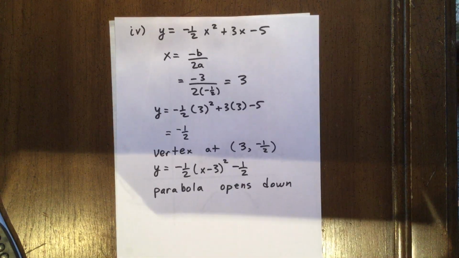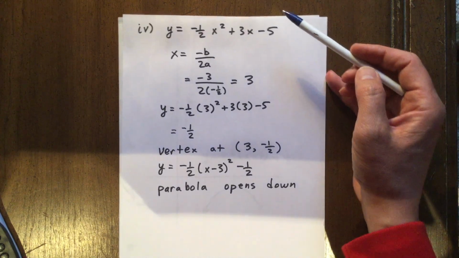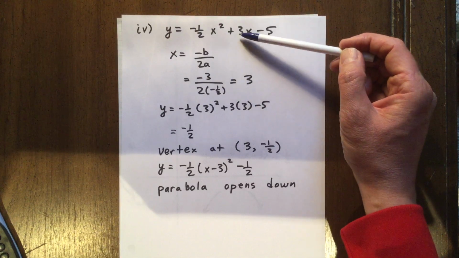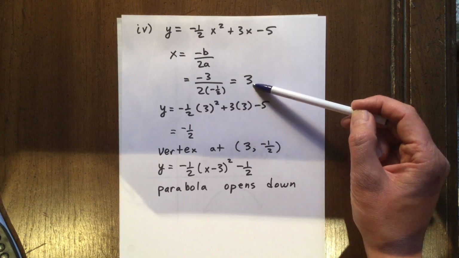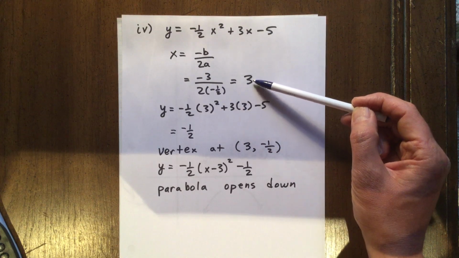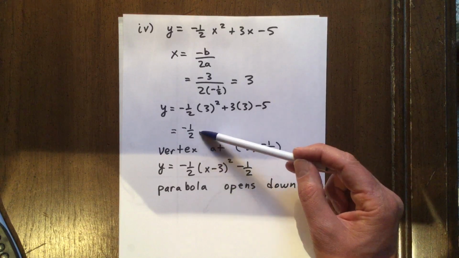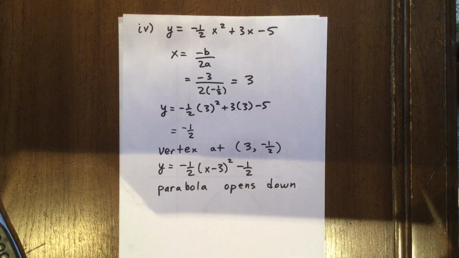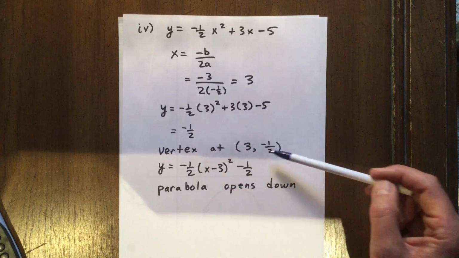we have y equals negative 1/2 x squared plus 3x minus 5. I know the x coordinate of the vertex will be at negative b over 2a, which is negative 3 over 2 times negative 1/2. That ends up equaling 3. I take an x value of 3, I plug it in here, and I get a y value. After you do all that addition and get a common denominator, the y value is actually negative 1/2. So my vertex is at (3, -1/2).